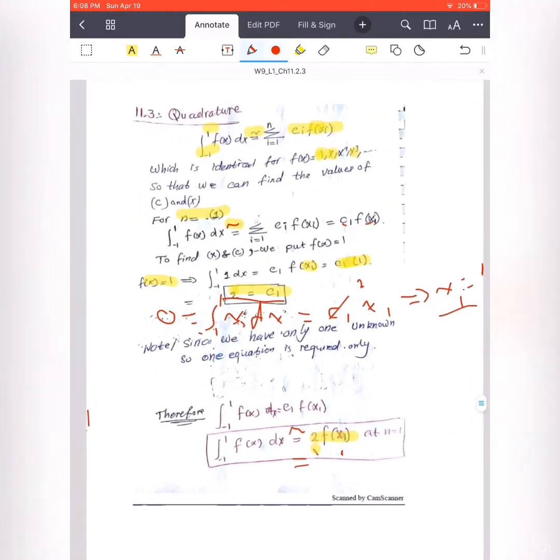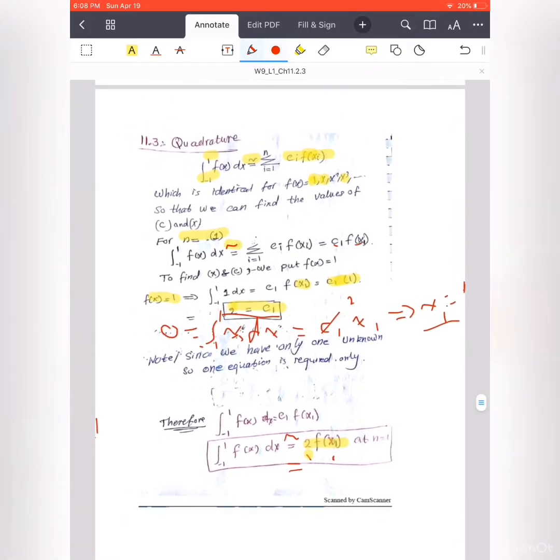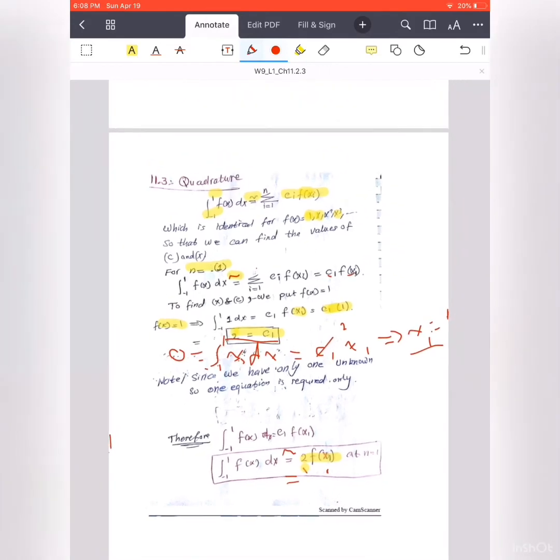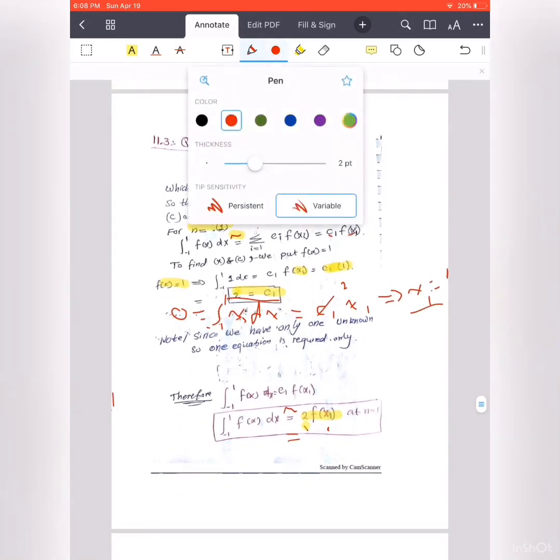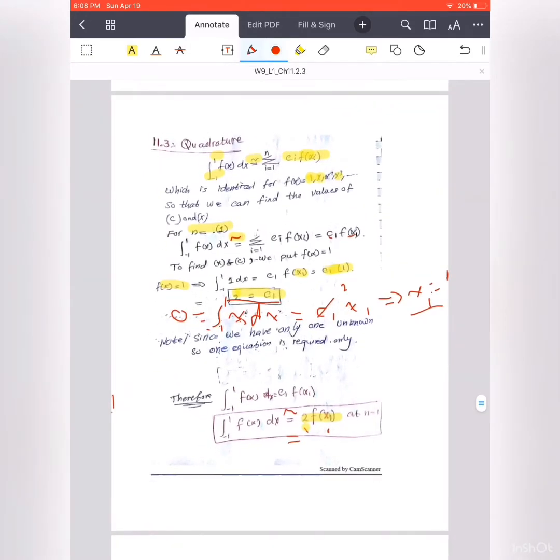Writing, but disappear again. To f of x1, I'll try to get some help. It's not writing here, again here, to f of 0.